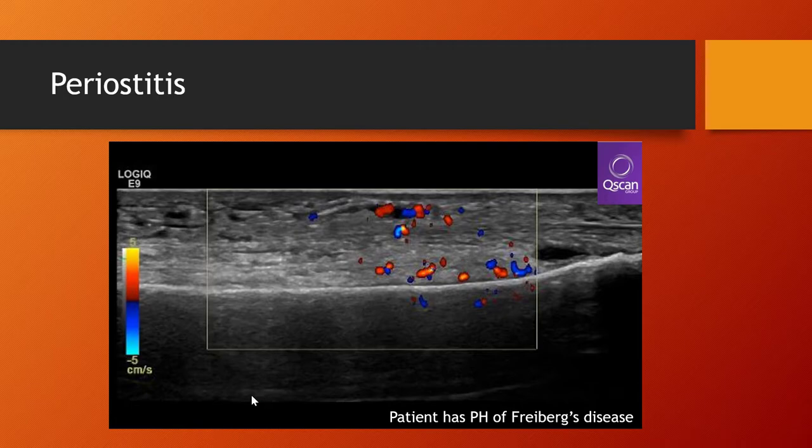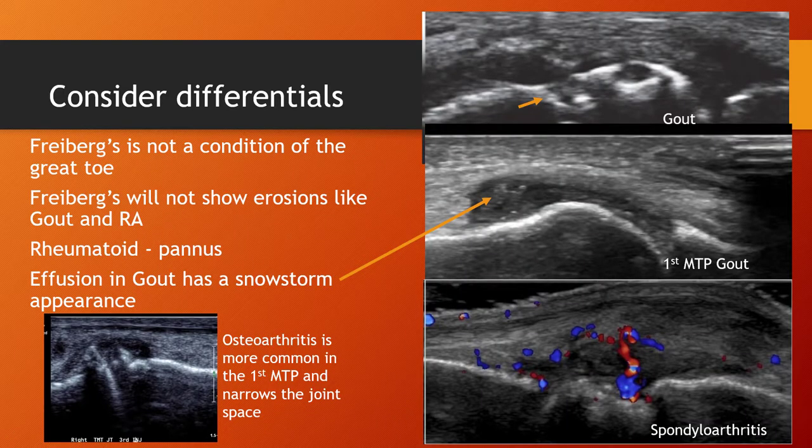And make sure you know what the differentials look like. So the differentials for Freiberg disease are things that make the joint look abnormal and degenerative. So things like gout, rheumatoid arthritis, and osteoarthritis. And I haven't got time to go into them in detail, but just remember, Freiberg is not a condition of the great toe, whereas gout usually is. Freiberg will not show erosions like this, which are typical of gout and sometimes rheumatoid.